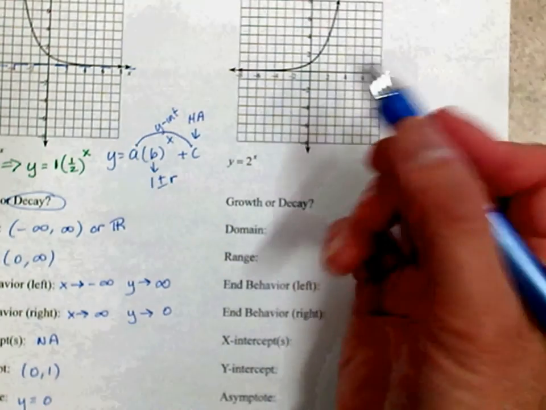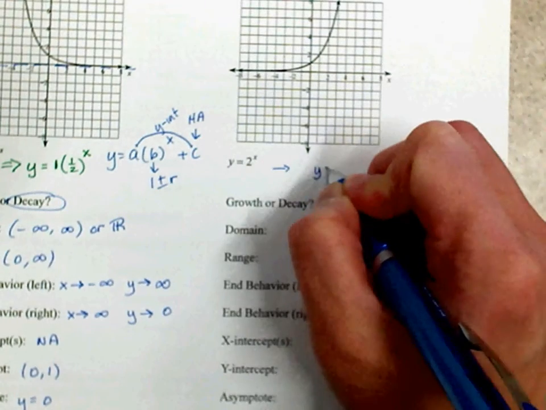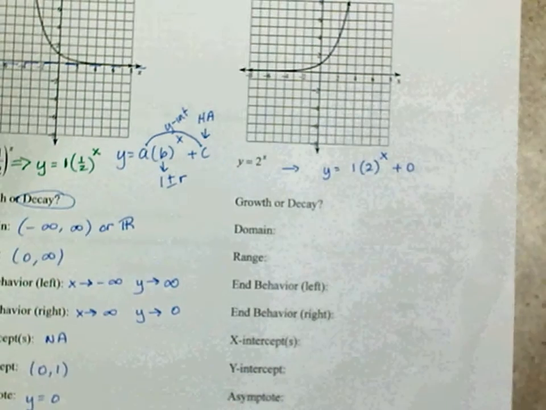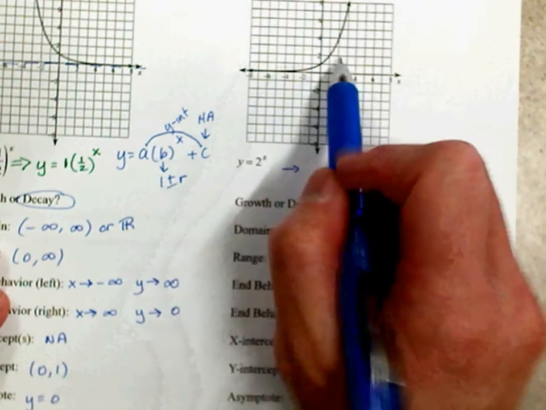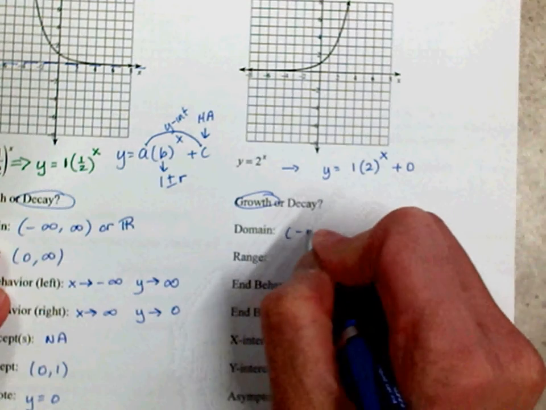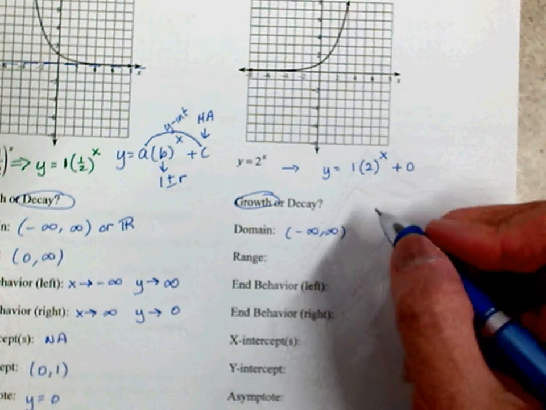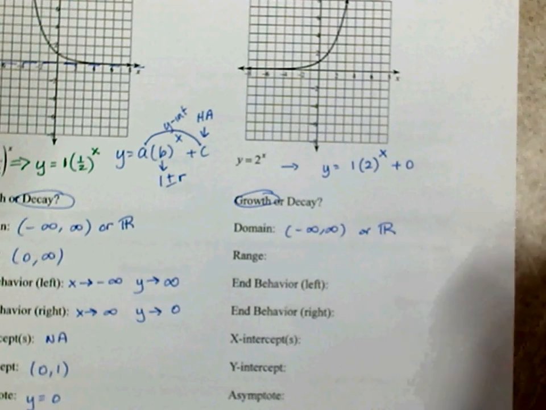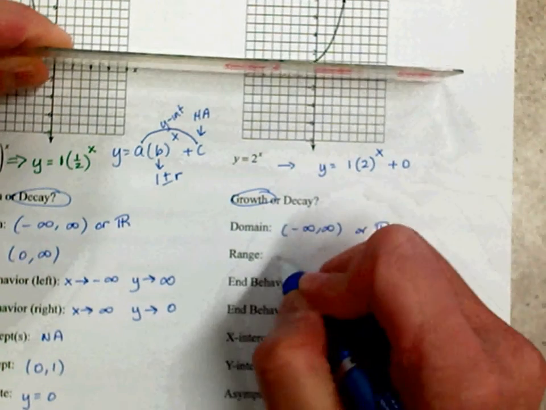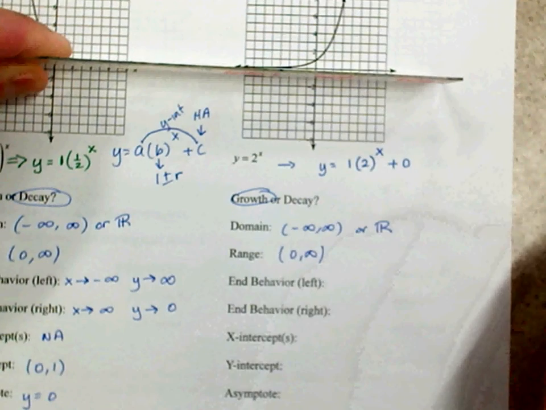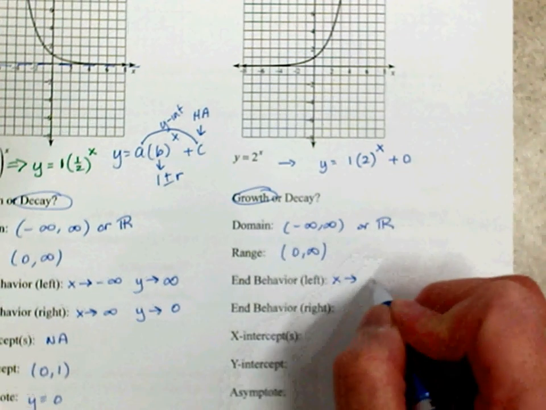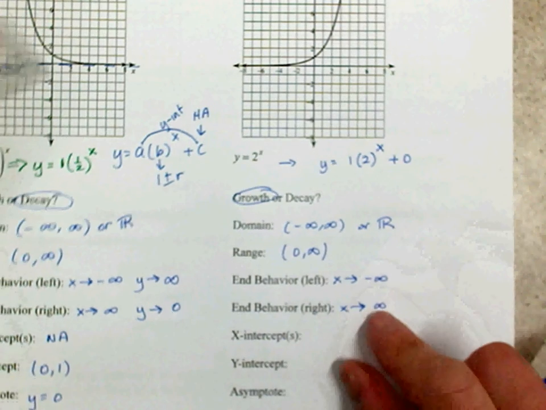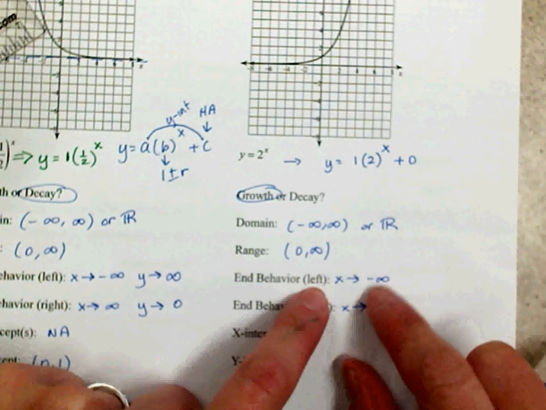Here's number 2. Another way you can write this is y equals 1 times 2 raised to the x plus 0. Do you see that right there? Left to right is a growth. Your domain is always going to be negative infinity to positive infinity, or all real numbers for all your exponentials. Your range goes from 0 up to positive infinity. In end behavior, your x is always going to be negative on the left, and positive on the right.